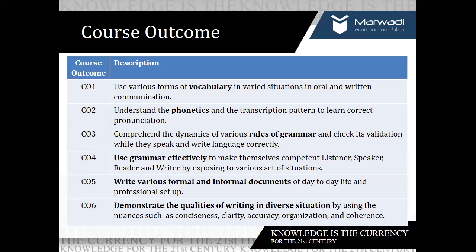So you should include these in your writing. You should be concise: if you can write in brief and short, don't go for more words. Clarity means there should be clarity in the thoughts. Whatever you want to convey, you should convey exactly. Accuracy means there should not be any errors. Organization means there should be formation; the layout should be proper. Coherence stands for logical sequence. So these are the 6 different course outcomes. Fine.